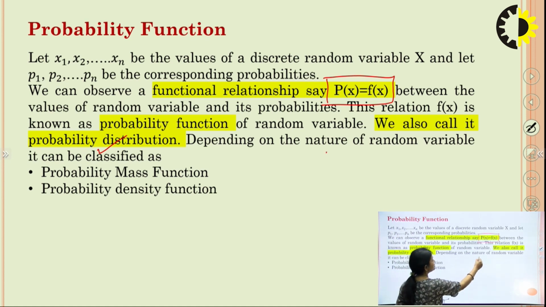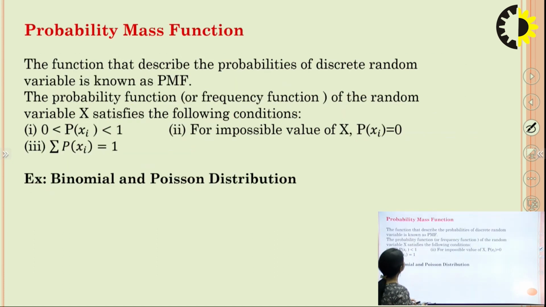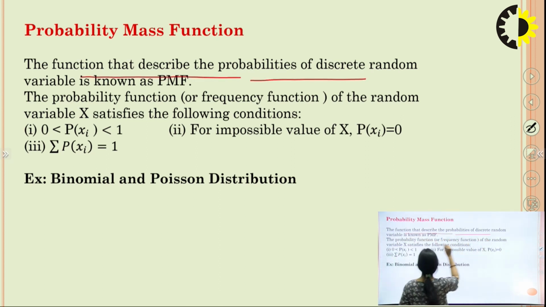Now, depending on the nature of the random variable, it can be classified as a probability mass function or a probability density function. So, let us discuss the probability mass function and the probability density function. First, I am going to discuss the probability mass function. Just on the basis of the nature of the random variable, we are defining the two probability functions. Here, a function that describes the probabilities of a discrete random variable. For a discrete random variable, if we find a mathematical relation, which is known as a probability function, then this function is known as the probability mass function.